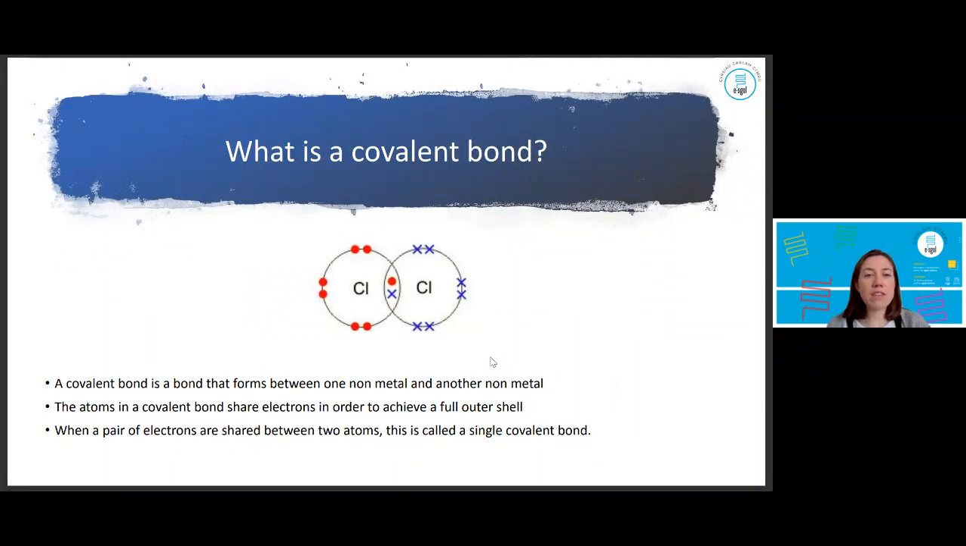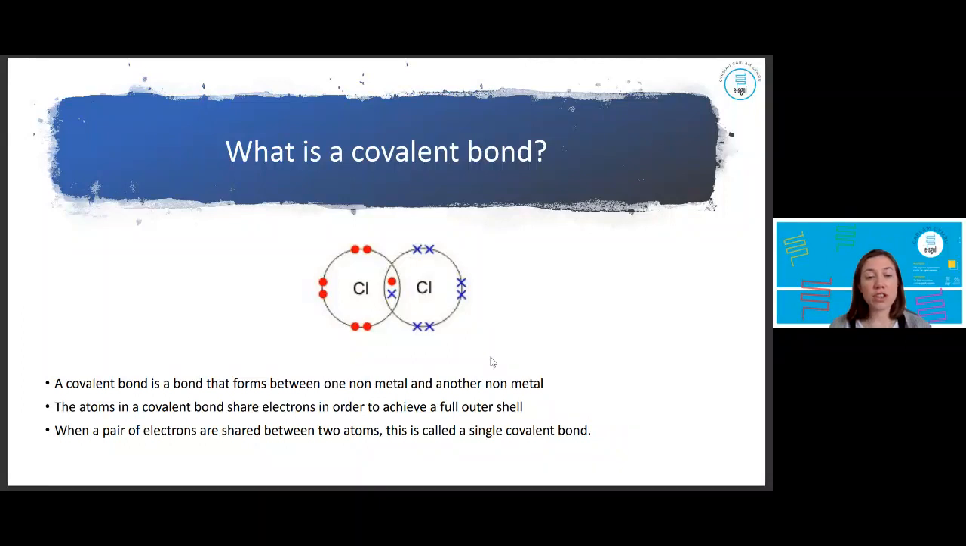Next, we move on to my favourite bond. This is the covalent bond, which is all about sharing, which is nice, sharing of electrons. Covalent bond is a bond that forms between one non-metal and another non-metal. Okay, the atoms in a covalent bond share electrons in order to achieve a full outer shell. So this time there's no transfer of electrons. One is not getting rid of electrons while the other gains. This is all about sharing electrons.